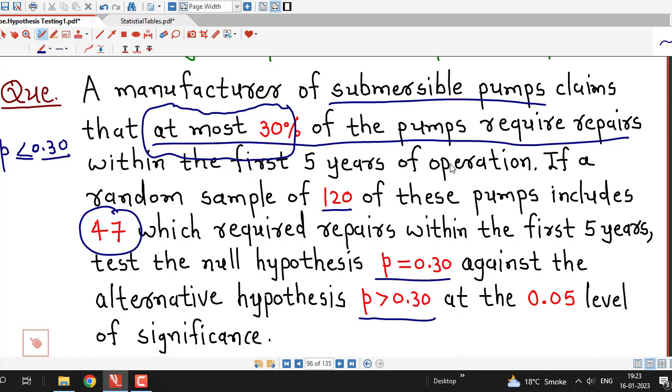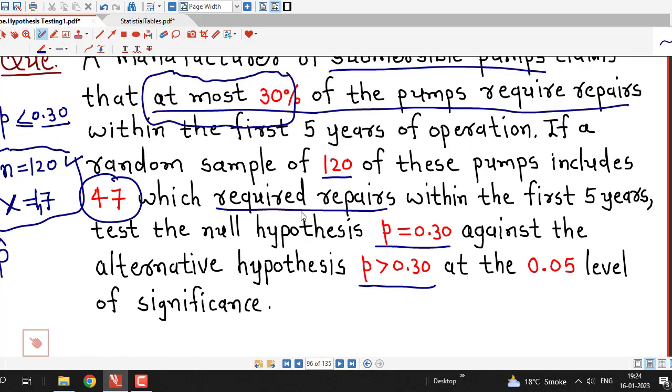And to test this claim, a random sample of 120 pumps is tested, and it is found that there are 47 pumps which required repairs within the first 5 years. So we have a sample size 120, and we have 47 pumps requiring repairs within the first 5 years. That is, capital X is the number of pumps which required repairs from that sample. So that number capital X is 47 here. From these two values we can decide the sample proportion P hat. We can find out the fraction of the sample which required repairs within the first 5 years.